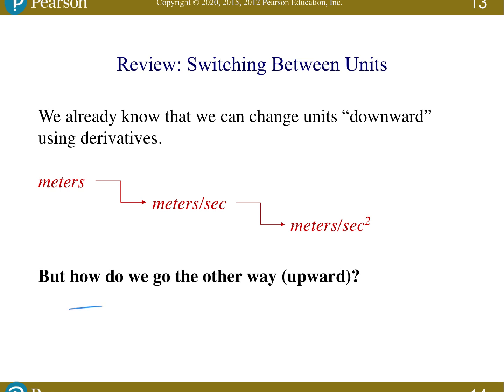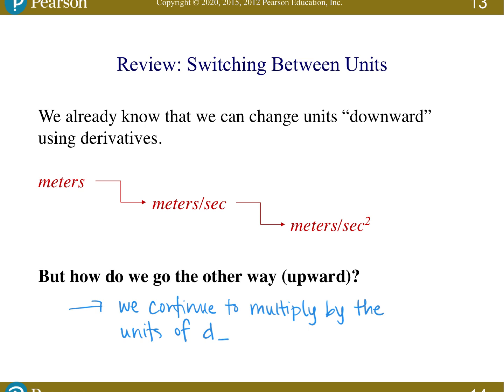So the idea there is we continue to multiply by the units of d-blank, whatever d is. So dx or dt or dz or whatever units we're going to be working with, we multiply successively. Every time you take an antiderivative, you multiply by those units.